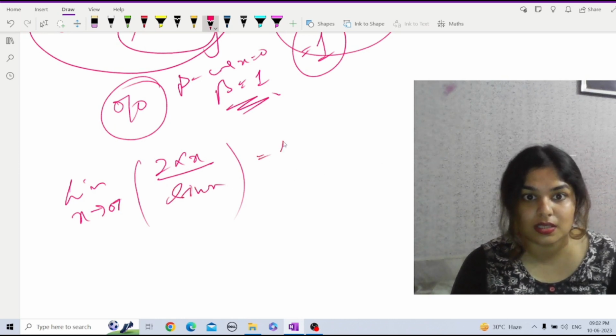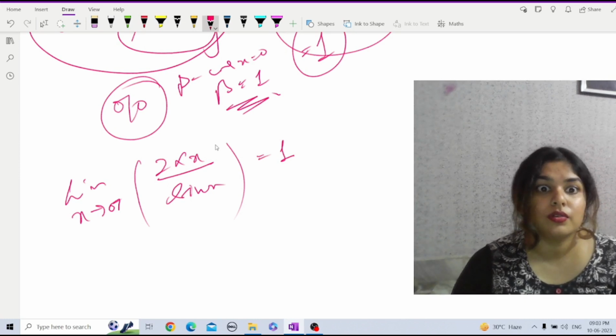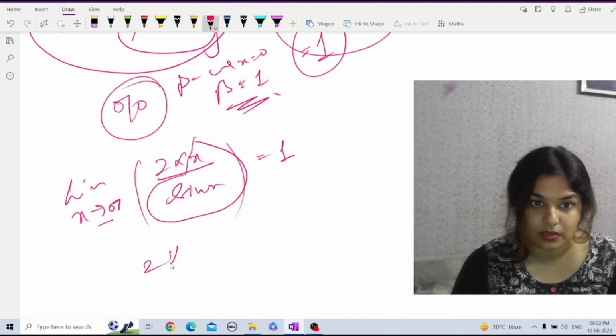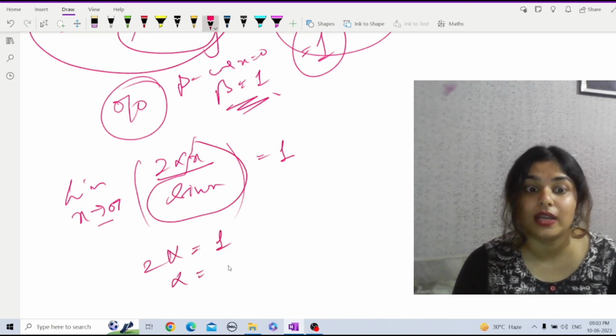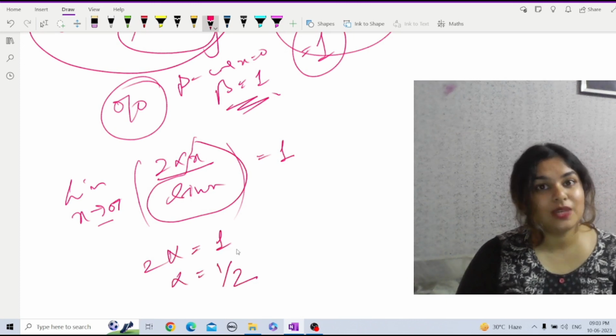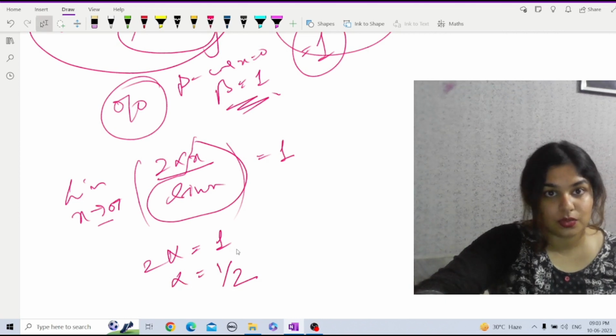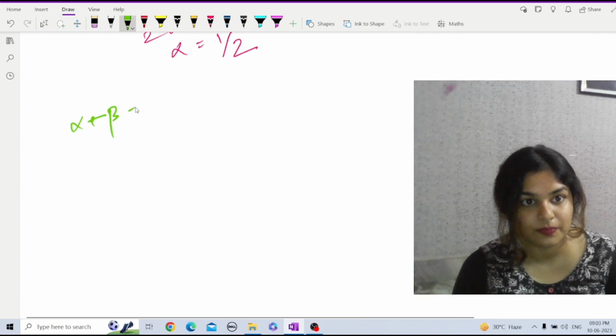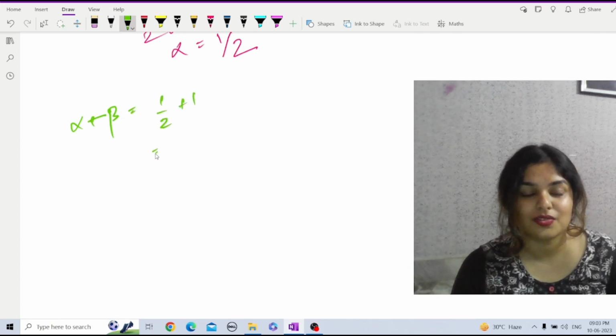And now this is equal to 1 as given in the question. So obviously the limit of this part, if you put x positive, is 1, so 2 alpha is equal to 1. So from here I have got alpha is equal to 1 by 2. So beta is equal to 1 and alpha is equal to 1 by 2. In the question we are asked to find out alpha plus beta. So that is half plus 1, so the answer is 3 by 2.